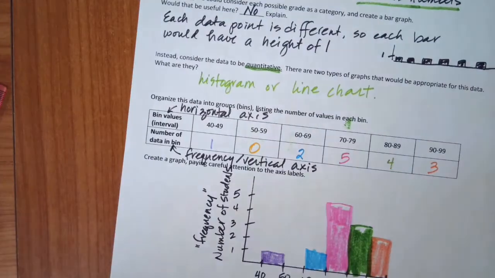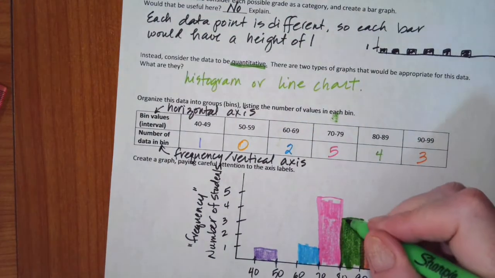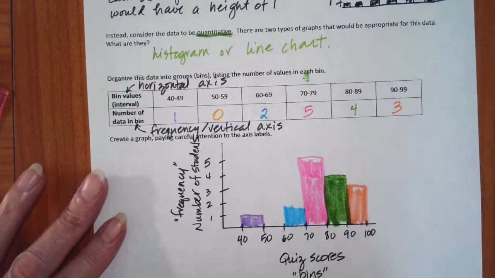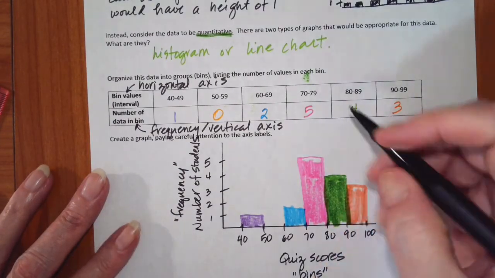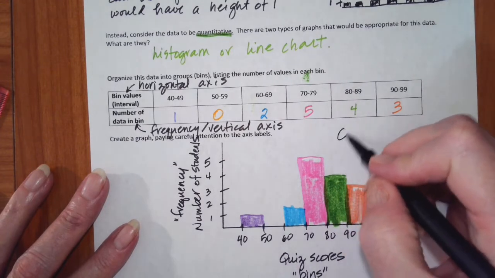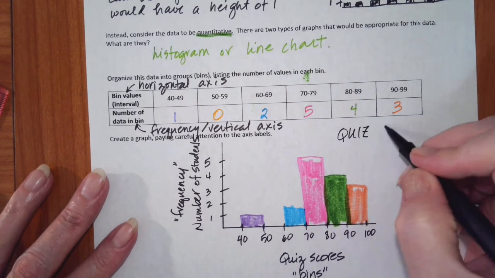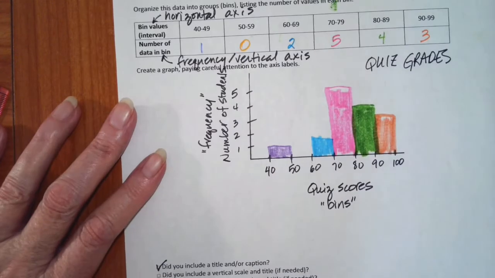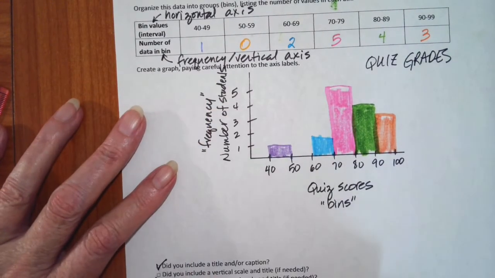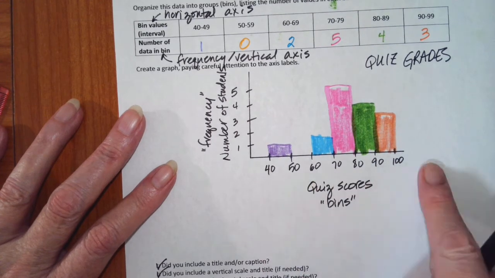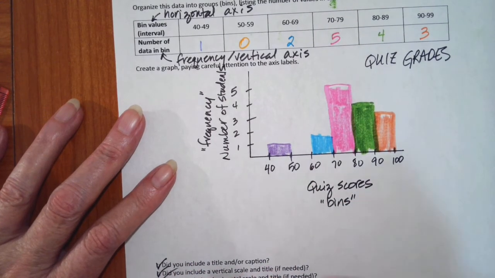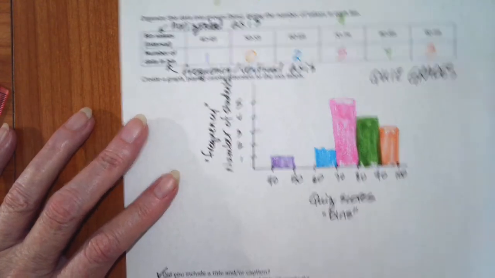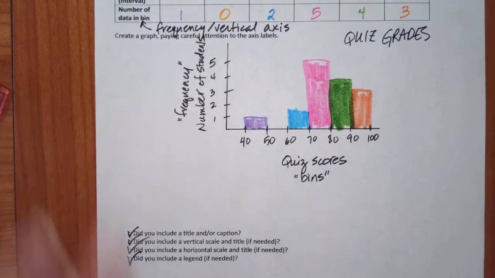Okay. All right. So I have forgotten. I always forget something. The title. Okay, so let me put a title, and we'll just call it Quiz Grades. Did I include a vertical scale and title? Yes. Did I do a horizontal scale and title? Yes. Did you include a legend? Yeah, I've got what all of it means. Okay, so I've got all of these things.